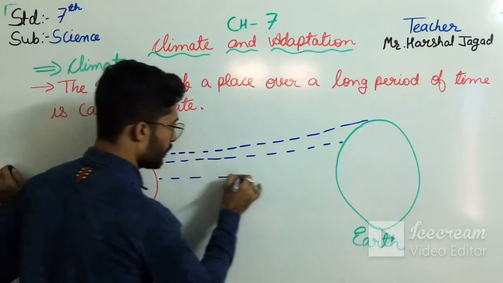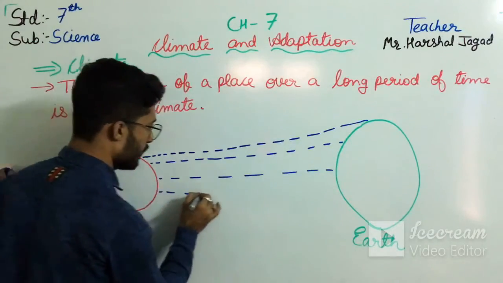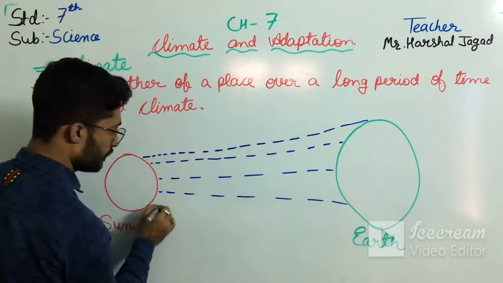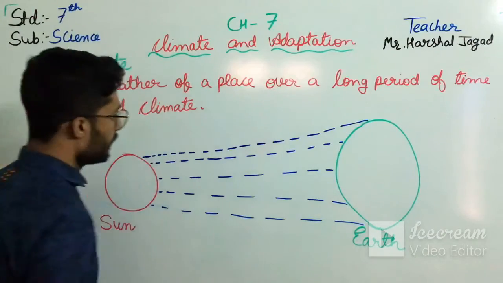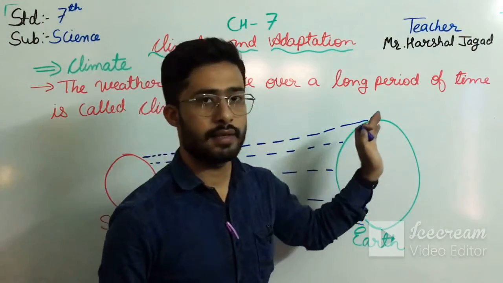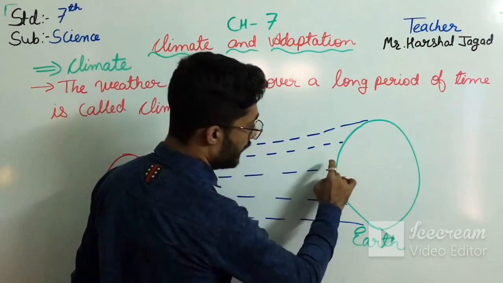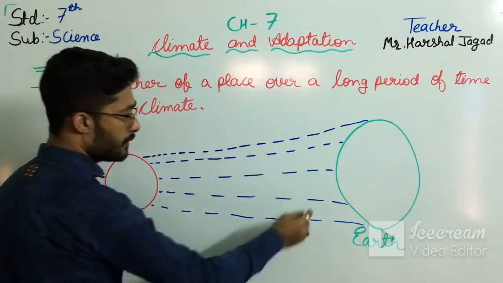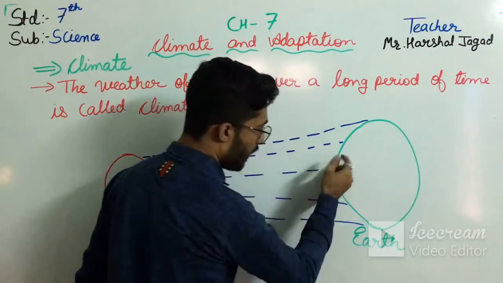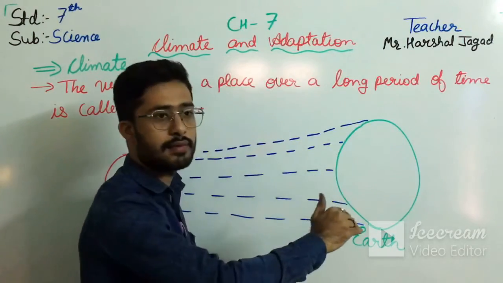Okay. These rays come from the sun. Here you can see these rays will be nearer. This place is nearer. Why? Because it is molded like this.